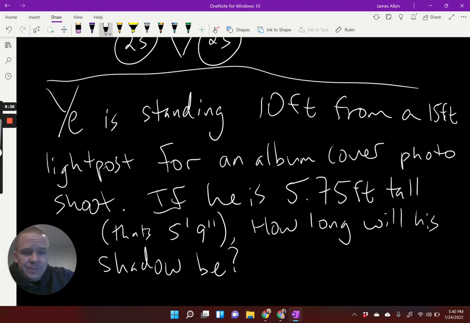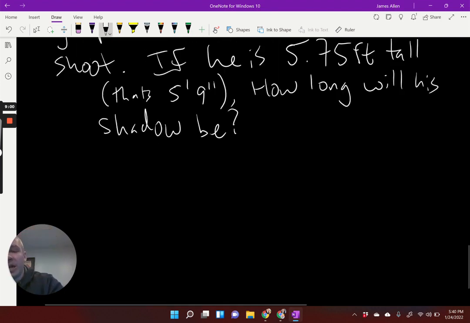I should probably know that before I read it. Is standing 10 feet from a 15-foot tall lamppost. A light post. For an album cover photo shoot, right? Latest album. It's going to be dope. If he is 5.75 feet tall, that's 5'9". Okay, but I didn't want to put 5'9" and make you do conversions and freak you out like that was going to be on the test. How long will his shadow be?